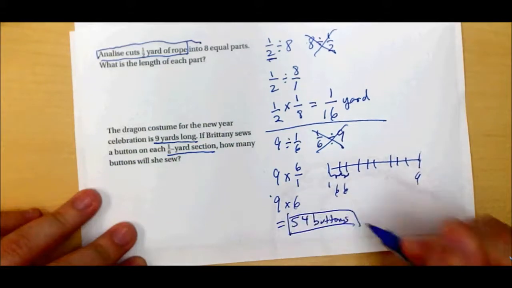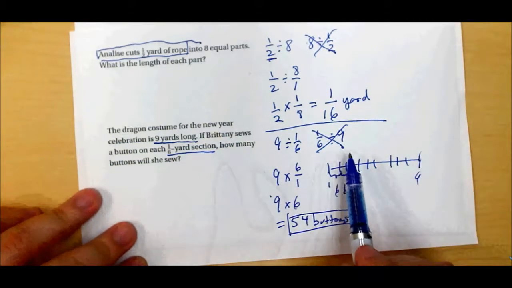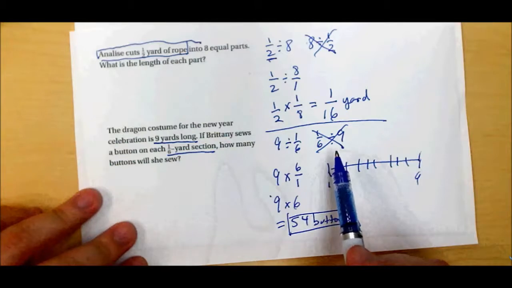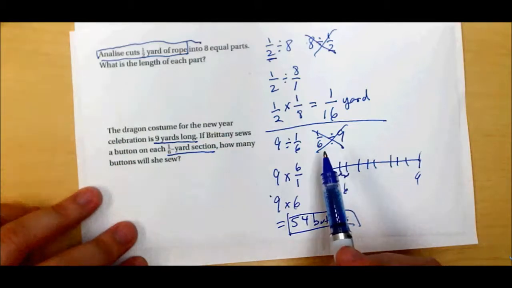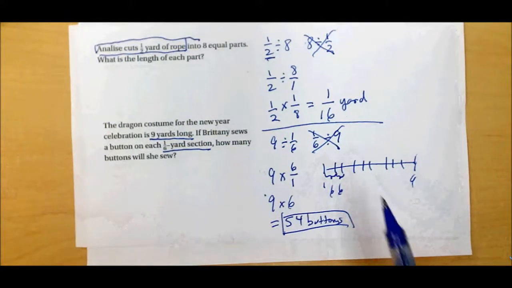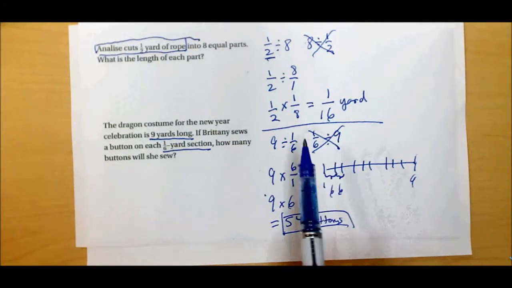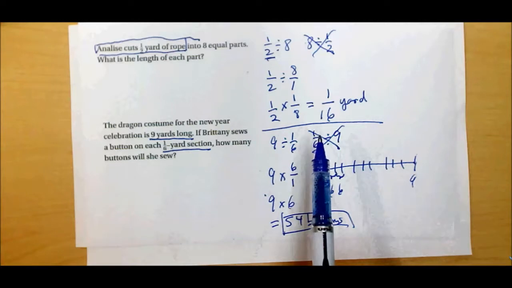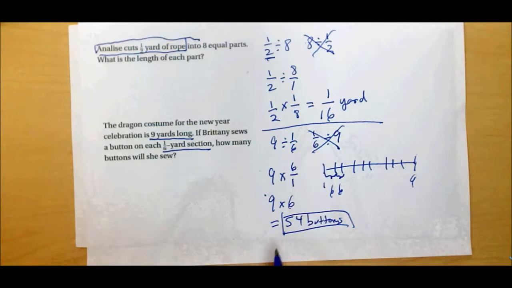Okay? Now if I did it the other way, I would have gotten 1/54th of a button. I don't even know where you would find 1/54th of a button. What fabric store would sell that? So clearly, that is not my answer. It is 54 buttons.